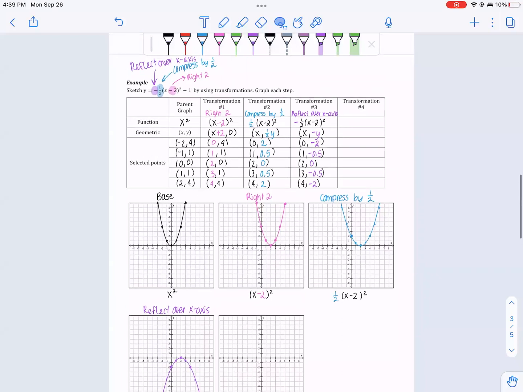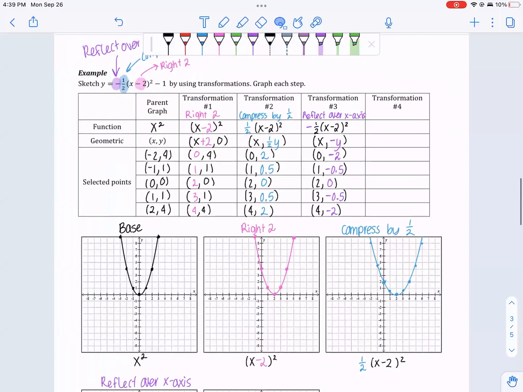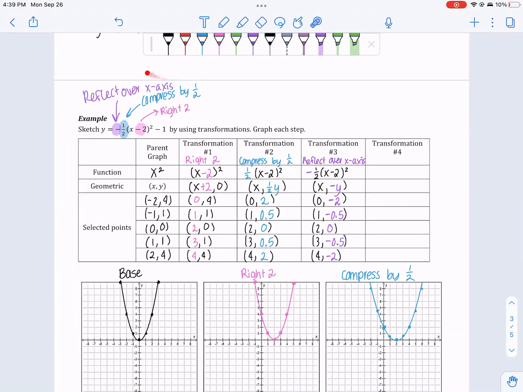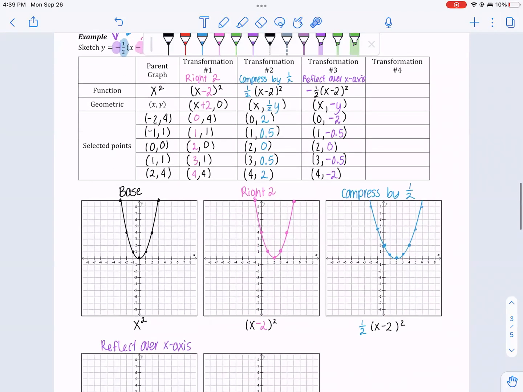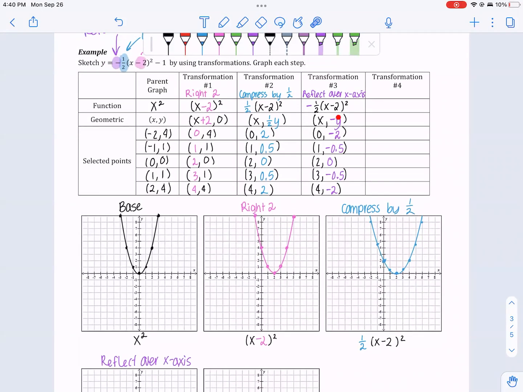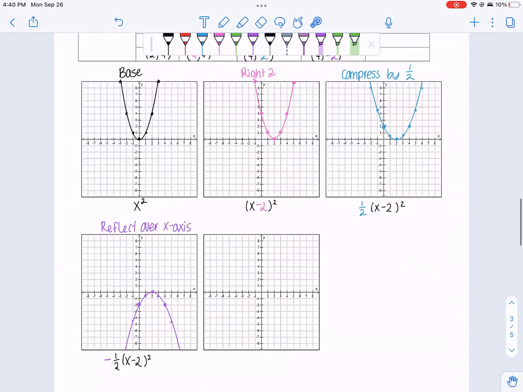All right, so the next thing we're doing is taking care of the negative out front, which is a reflection over the x-axis. So we are multiplying our y values by -1, i.e. just flipping the sign on any y values we see. So I did that, and your graph is going to look a little like this. We're almost done. We have one last transformation, and that'll be it.